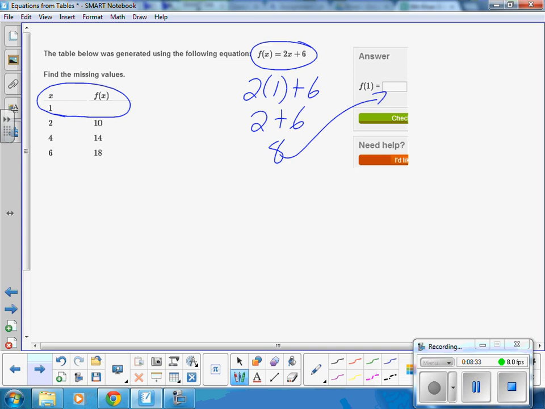The notation f of 1 here is saying for our function, if x is equal to 1, then you would go 2 times 1 plus 6. It's telling you that we want to put a 1 in there. Okay? Again, you're going to have to start getting familiar with this notation for this next part of lessons that we have to do.